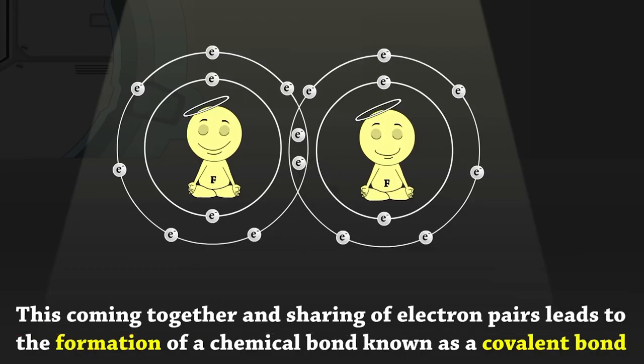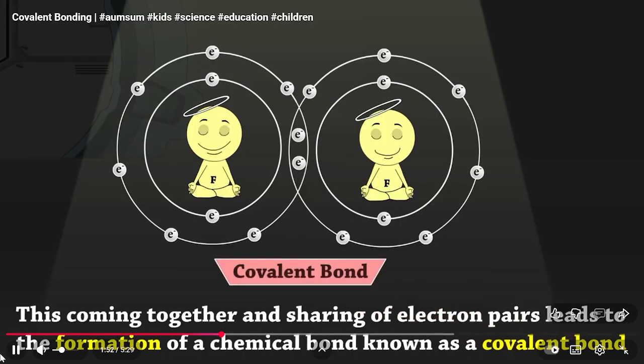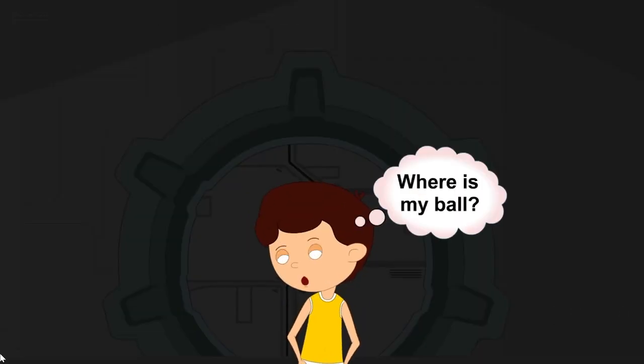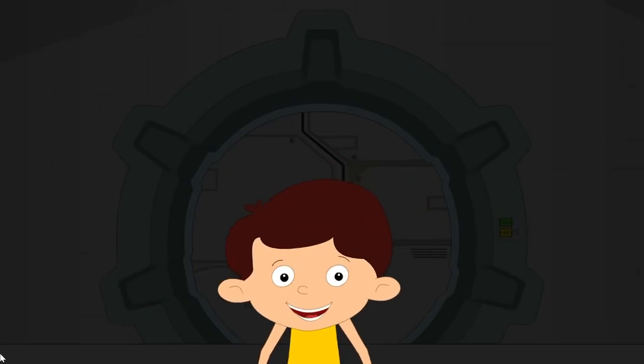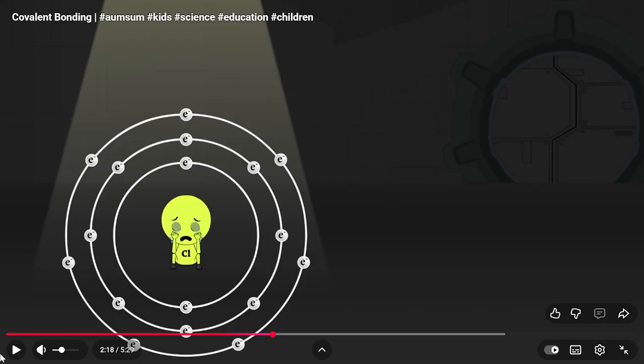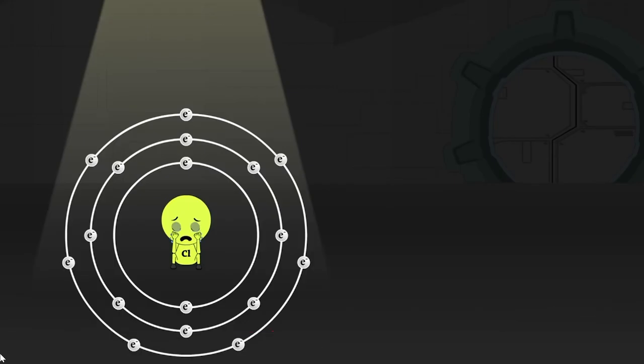This coming together and sharing of electrons, so this coming together and sharing of electron pairs leads to the formation of a chemical bond known as a covalent bond. Because they're unstable. They do not have a full valence shell.